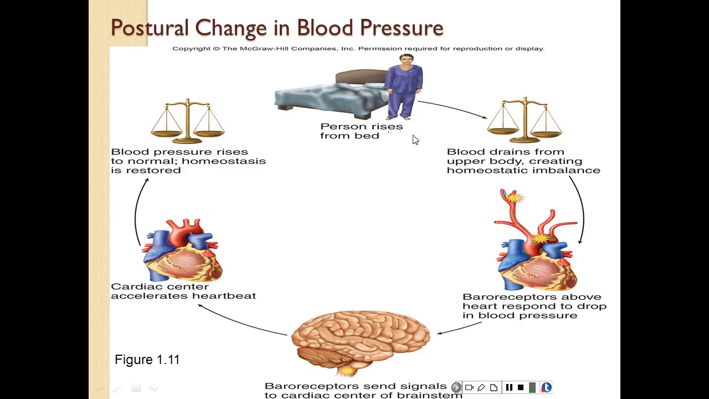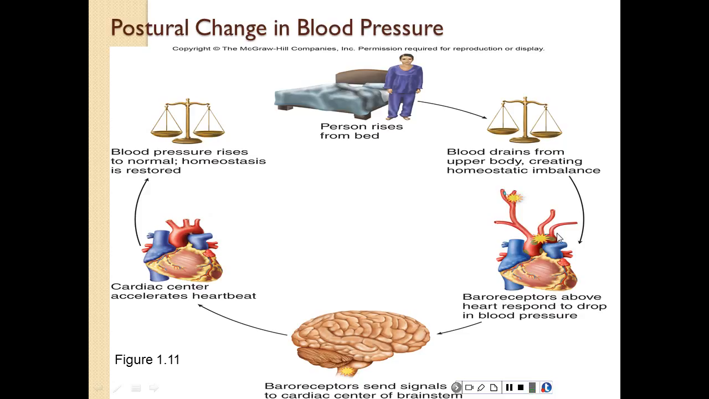What happens? We have an imbalance of the blood flowing throughout the body. So now the blood is going to drain from the upper to the lower because we're standing. So now the heart has to work harder to push that blood back. We have an increase of venous return because it has to get back to the heart, and it's fighting against gravity.